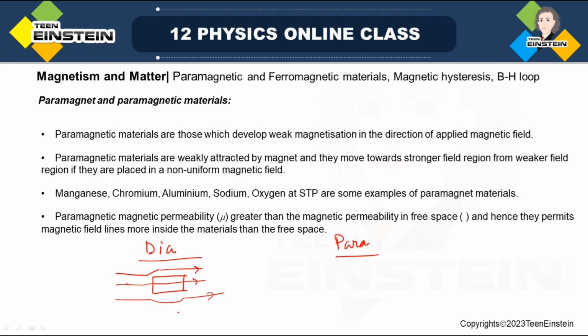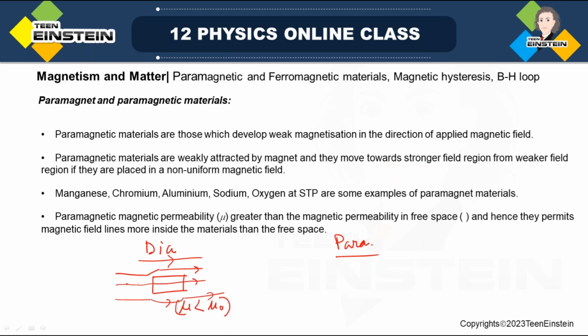So that's why it is said that its permeability is less than the permeability of free space. So free space allows more magnetic field lines than this diamagnetic material.